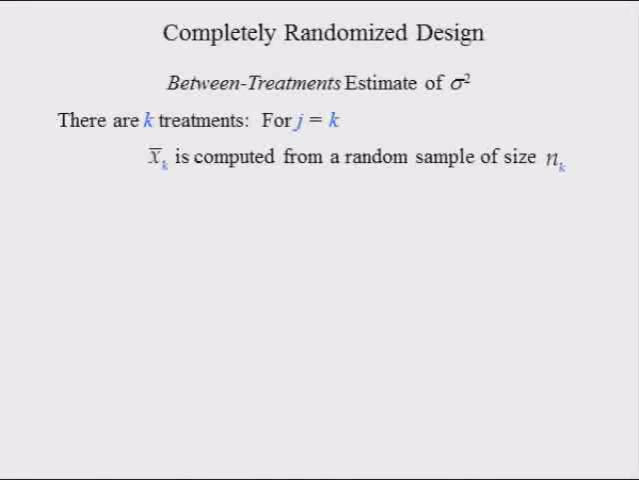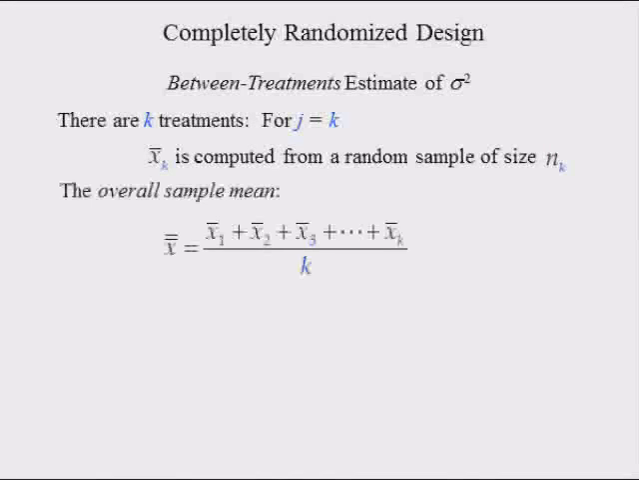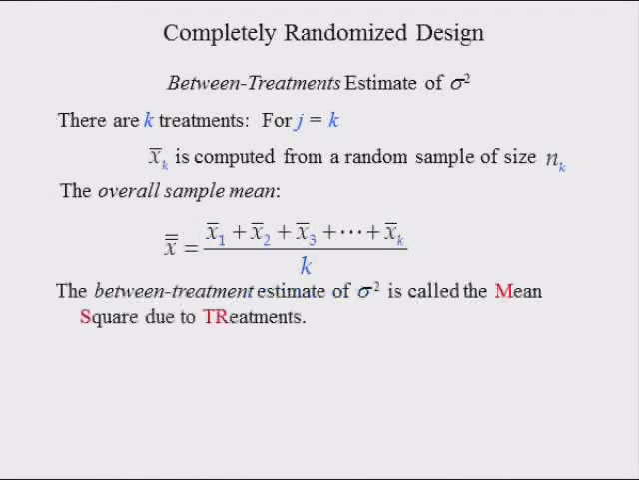For the kth population, j equals k. Sample mean x bar k is computed from a sample of size nk. X bar k is used to estimate the mean from population k. The overall sample mean is denoted x double bar, and is equal to the sum of the k sample means divided by k.